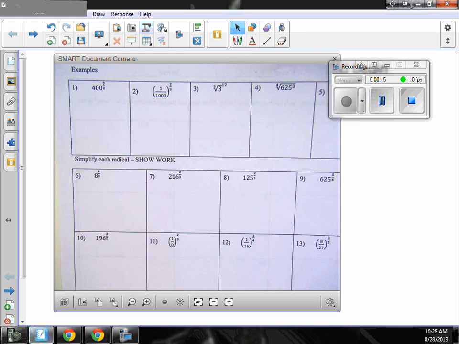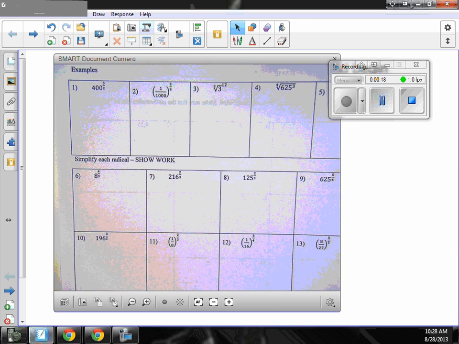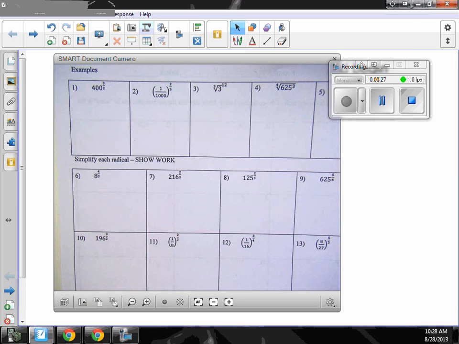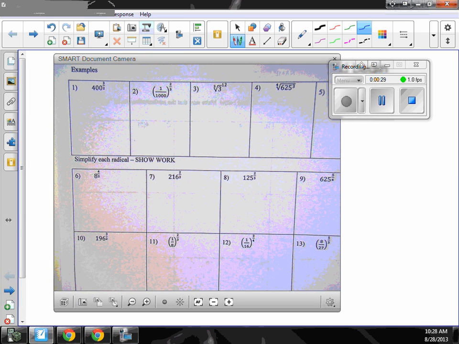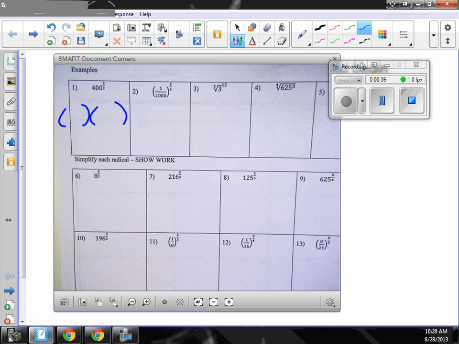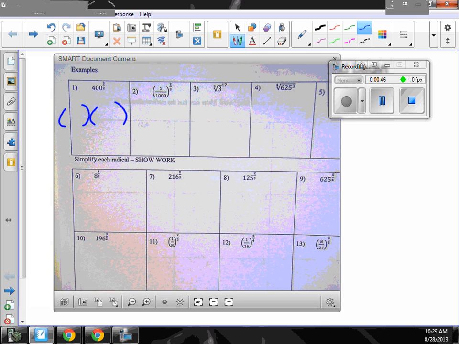So we have 400 to the 3 halves. And we look at the denominator of that exponent, and we see a 2, and we ask, can we break 400 into 2 equal multiplications? So can 400 be split into 2 equal multiplications? 200 would be 2 equal additions. 200 plus 200 is 400. But we're looking for multiplications. 20. So it's 20 times 20.